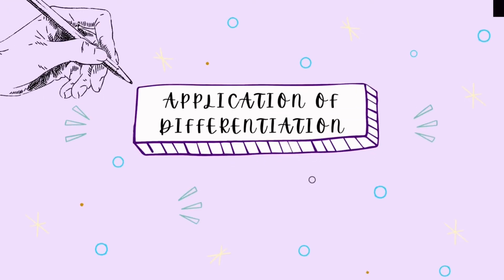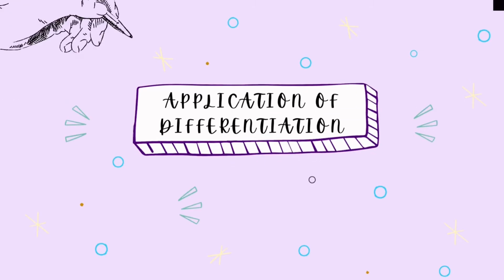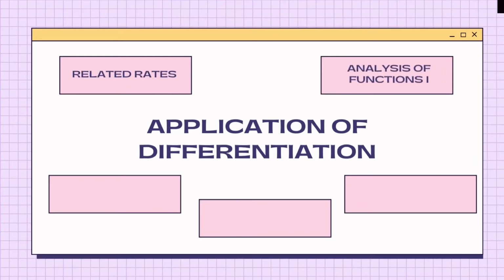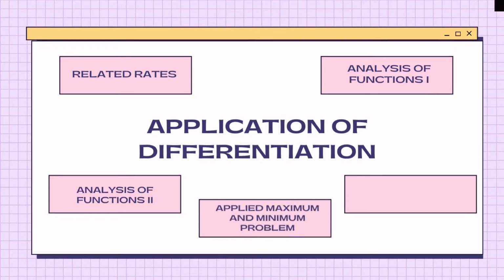Our question is about the topic application of differentiation. Before that, did you know that application of differentiation has 5 subtopics? First, related rates. Second, analysis of function 1. Third, analysis of function 2. Fourth, applied maximum and minimum problem. And fifth, Rolle's theorem and mean value theorem.